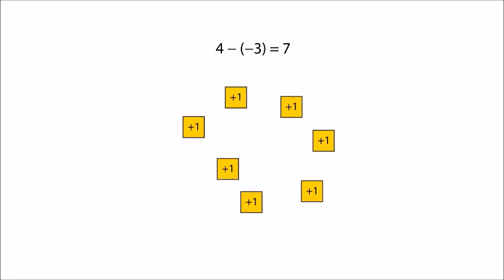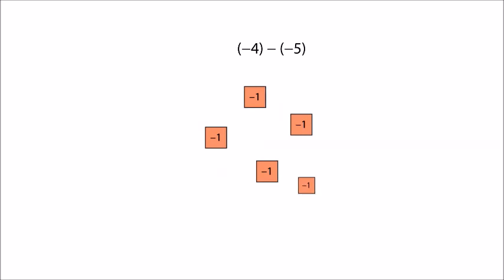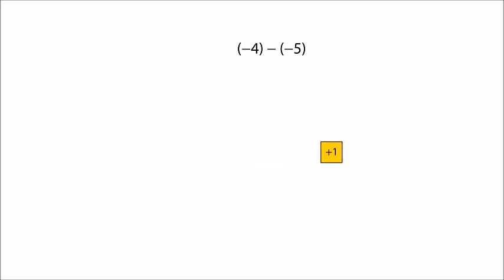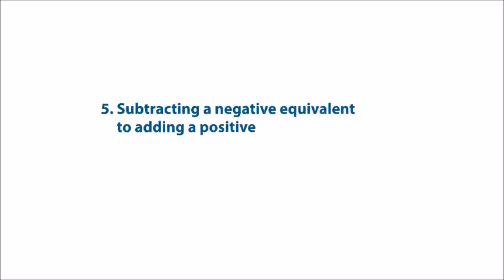Similarly, with the subtraction -4 subtract -5, we start with 4 -1 tiles, and we need to remove 5 -1 tiles. By adding a zero pair, we can make this possible and obtain a solution of +1. Think about the action, the verb, taking away. Let's look a bit closer at how we subtracted -5.